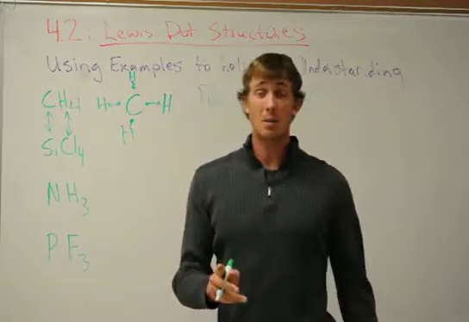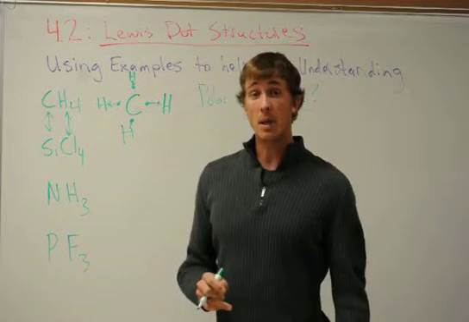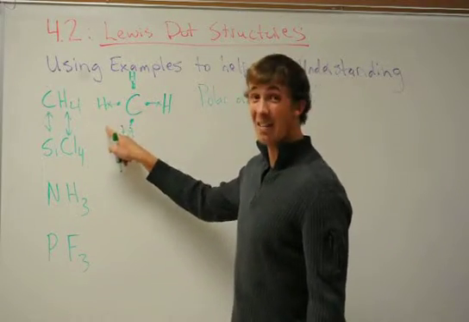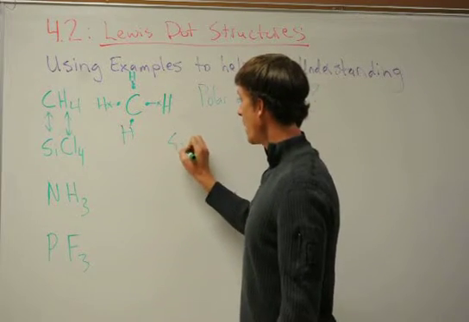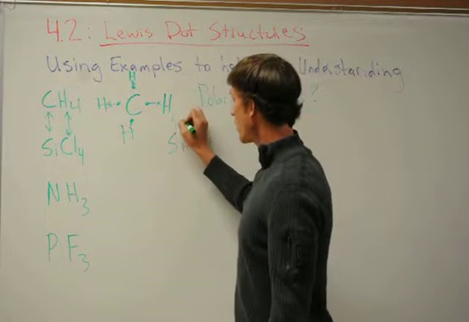Hydrogen is not in column 17, but it acts just like column 17 because it needs 1 bond to be happy. So these guys act just like it. So this is going to be exactly the same type of structure. I put Si, I'm going to move it over here now. I put Si in the middle, and I'm just going to bond it to 4 Cls.